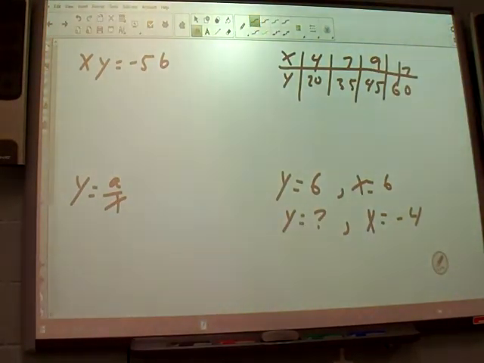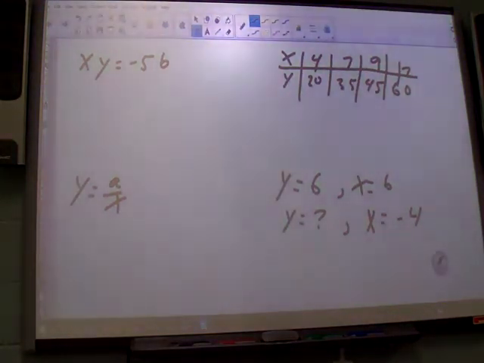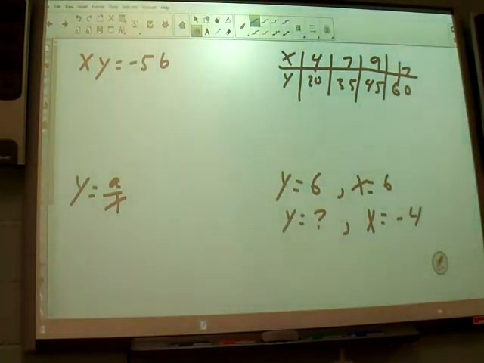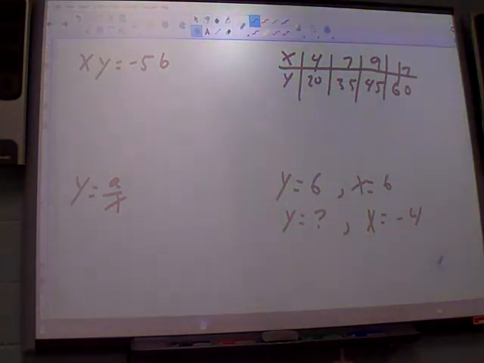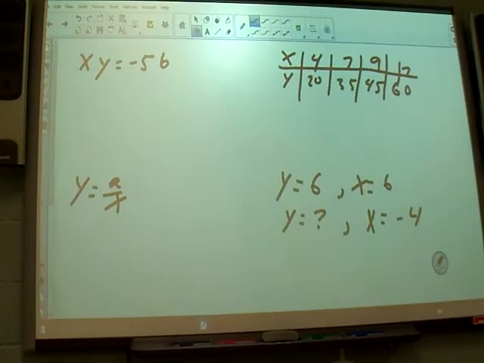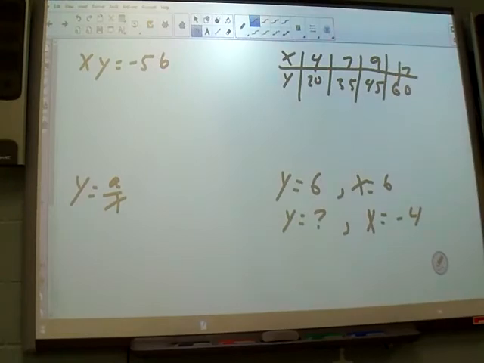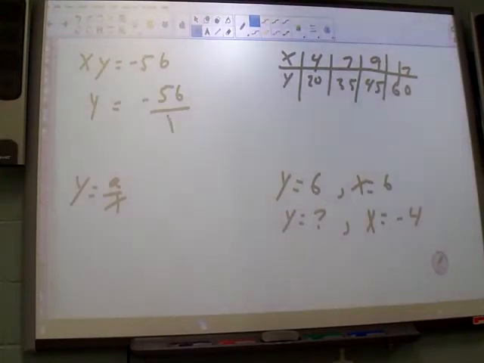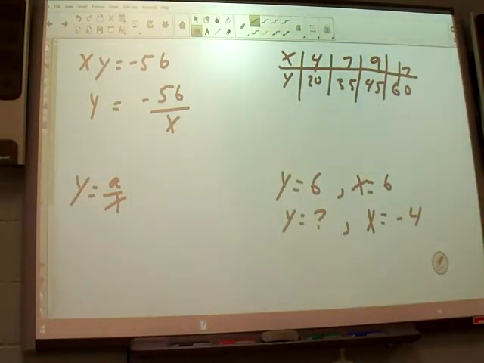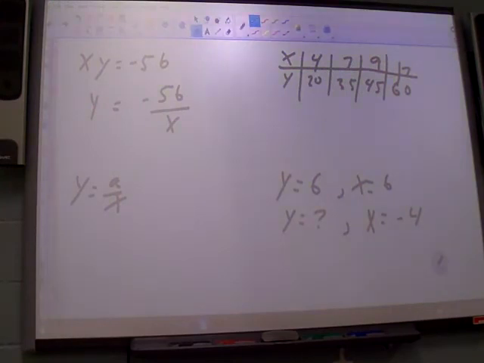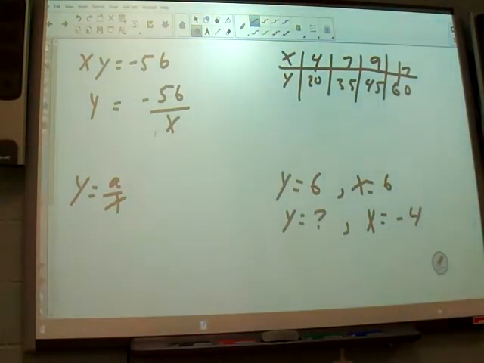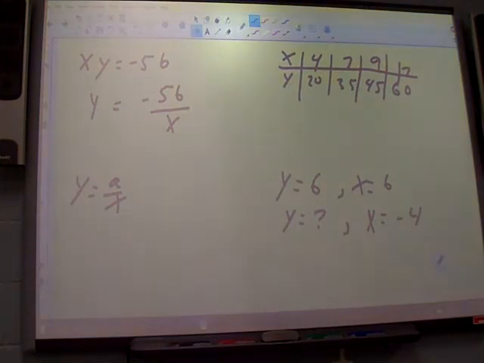Everybody back got them? Need another second? Okay, before I can decide on number 1, if that's direct, inverse, or neither, what do I need to do? Get the y by itself, which means divide by x. So y would equal negative 56 divided by x. Now you ought to be able to say this says y equals some number divided by x. So which of the three is that? Direct, inverse, or neither? Inverse. Very good.